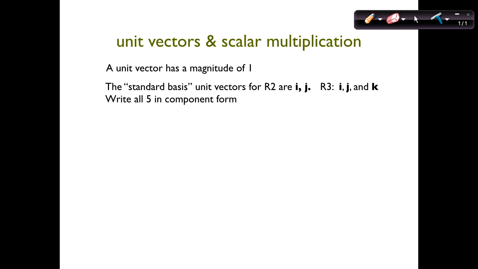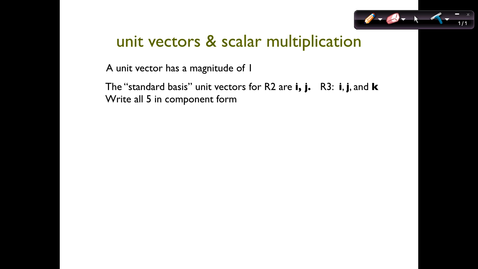Tell me your name again. Black sweatshirt, yeah. Josh. Tell me, what are i and j again? What are those? In component form? i is 1, 0. And j is 0, 1. All right.